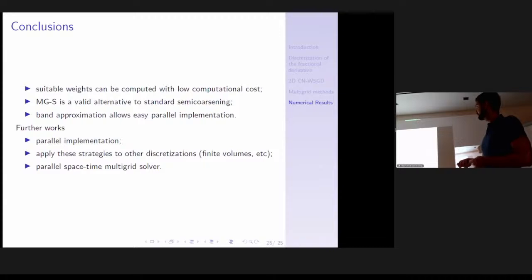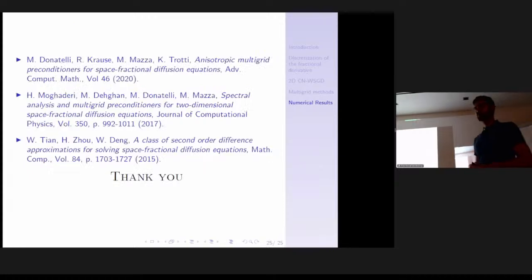So, in conclusion, I've shown that suitable weights can be computed with a low computational cost, that MGS is a valid alternative to standard semi-coarsening, and the band approximation allows an easy parallel implementation. Future work would be a parallel implementation and applying these strategies to other discretizations and parallel-in-time solvers. We already did something in this direction, but only in the one-dimensional case. And that's it. Thank you for the attention.